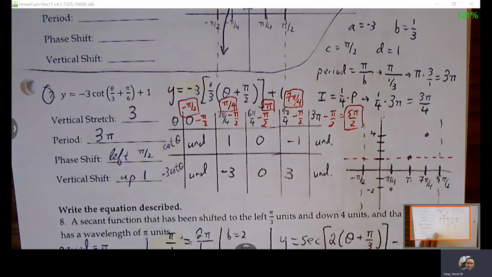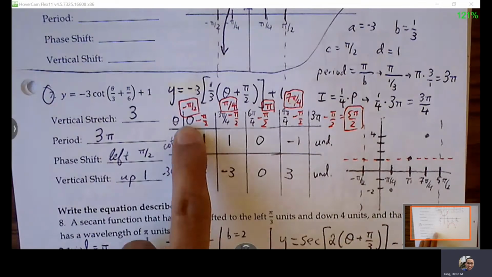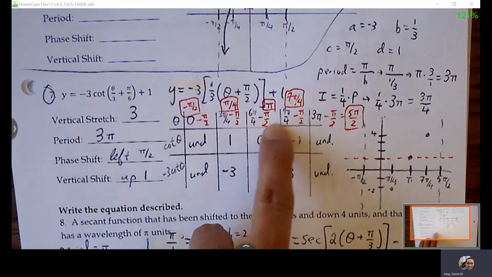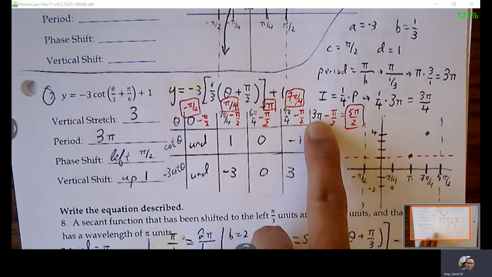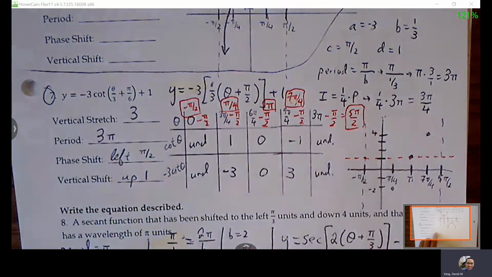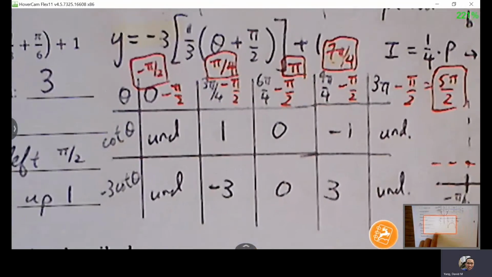So for cotangent, we start at 0. It's only tangent where you have to shift your starting point to the middle. But here, we're going to start at 0. Keep adding 3 pi over 4 until you reach 3 pi. And then there's a phase shift, so we have to subtract pi over 2 to get those new theta values that we're going to plot.